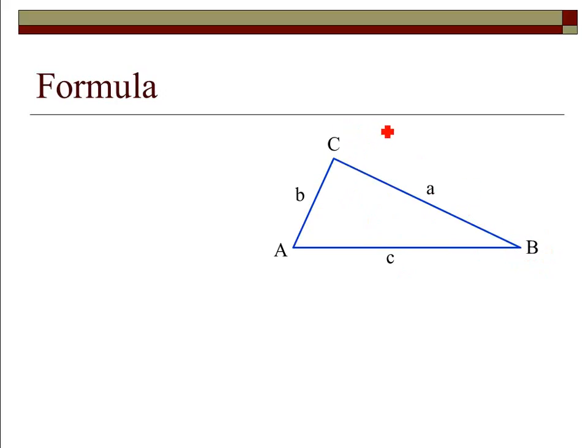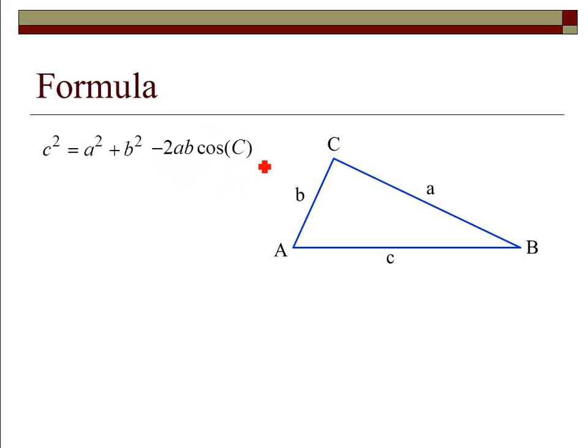Now, when we look at the formula for the law of cosines, it kind of looks familiar. If you recognize that, well, it's the Pythagorean theorem. We have c squared equals a squared plus b squared. However, we don't have a right triangle here. So we have a correction factor, and that correction factor is minus 2ab cosine C.